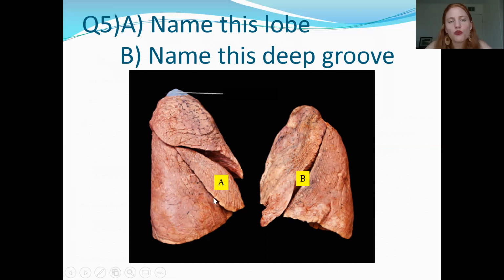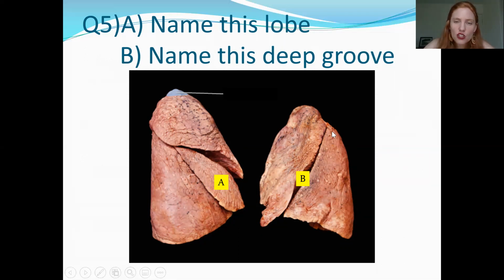Remember that the right lung does not need to have extra space for the heart to nestle into, so it has an extra lobe. What's the name of the extra lobe in the middle? The middle lobe. Okay, so we have the superior lobe, the middle lobe, and then the inferior lobe.